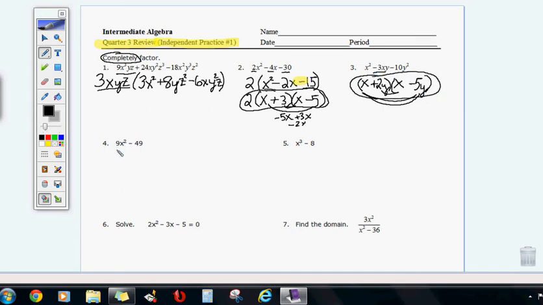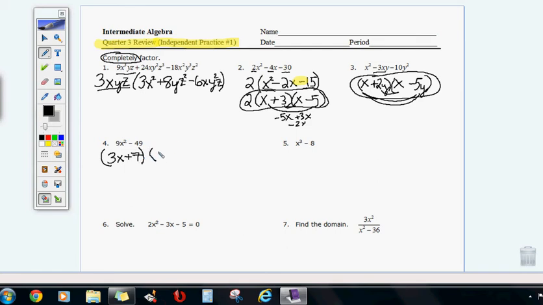Alright, number 4 is the one that we typically tend to do a pretty good job on. First of all, you do want to try to check for a GCF. 9 and 49 do not have one, so it's going to be 3x plus 7 in parentheses here.